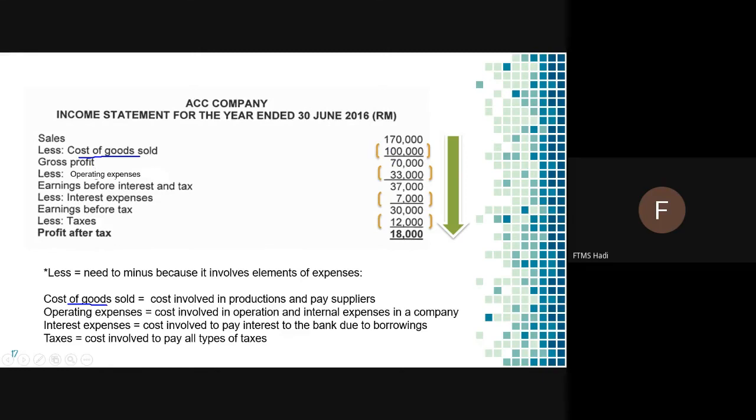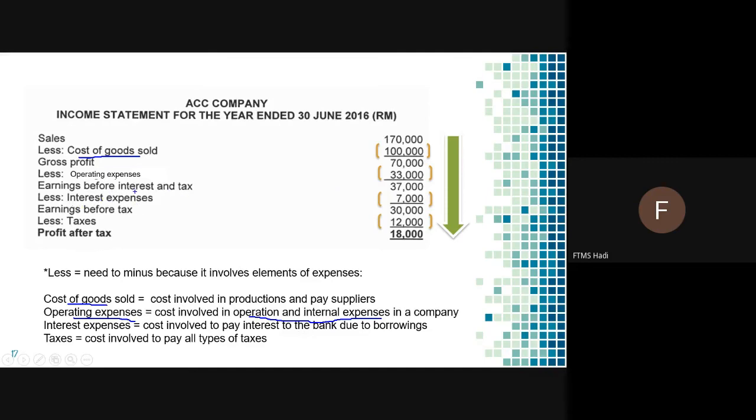And then you need to list operating expenses. Operating expenses means the cost involved in operation and internal expenses in the company. Any expenses that occur inside a company, we call operating expenses. For example, wages and salary, utilities, admin expenses, marketing expenses, and so on. That is more on internal expenses, which is inside the company. So gross profit less operating expenses, you become earnings before interest and tax.